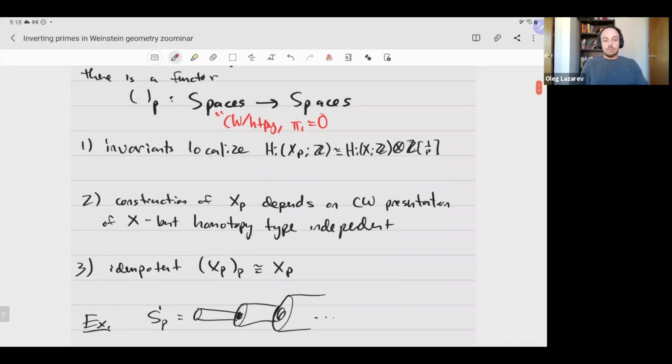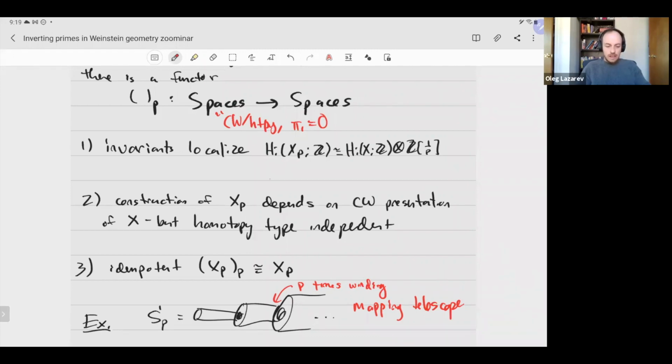Here's just an example to see that these spaces are not so complicated. The P localization of a circle is this mapping telescope, where you just attach a circle to a circle by a map that winds P times around. Feel free to stop me at any point. I'm going to try to keep my eye on the chat, but I might miss something.